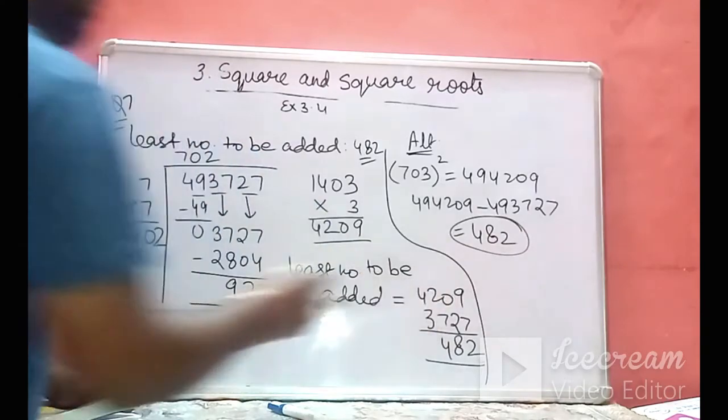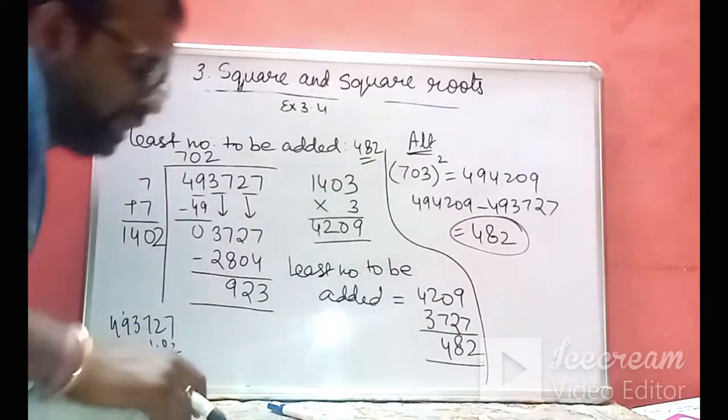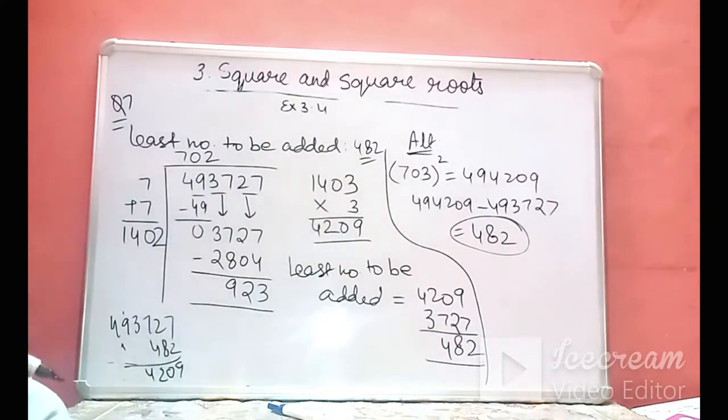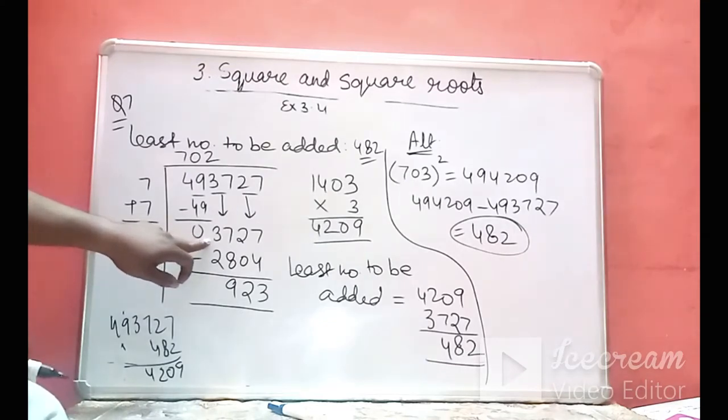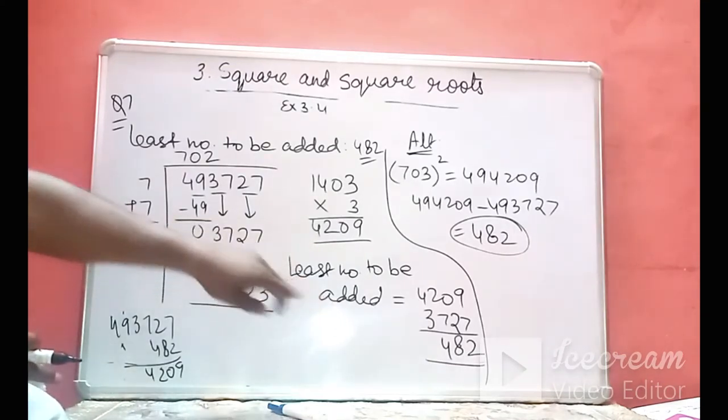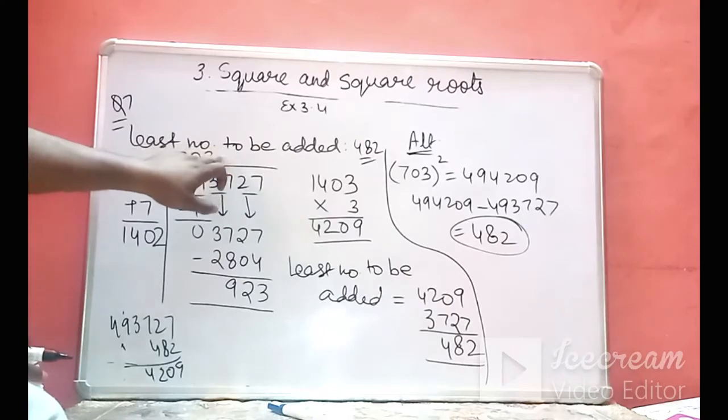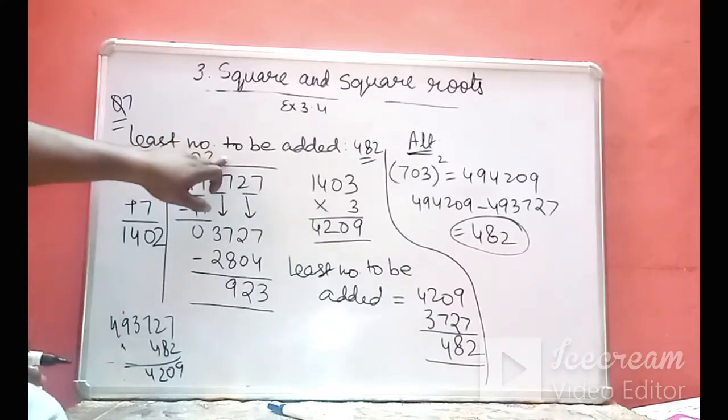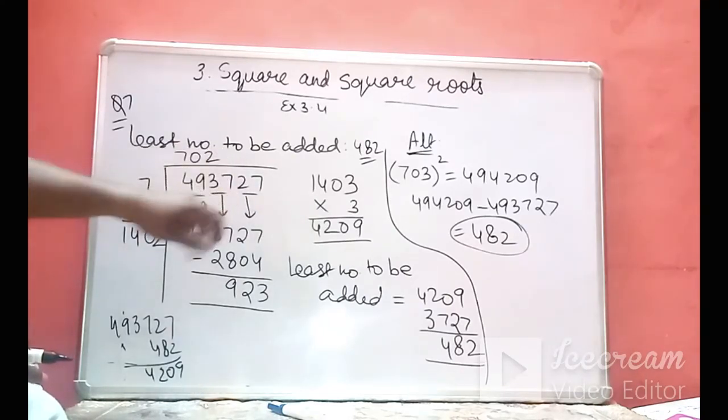So there are two methods to solve questions like this. Either you take out the just bigger number than this and then subtract it, you will get the number, or you take out the square of the number just after this quotient and subtract the given number from it.